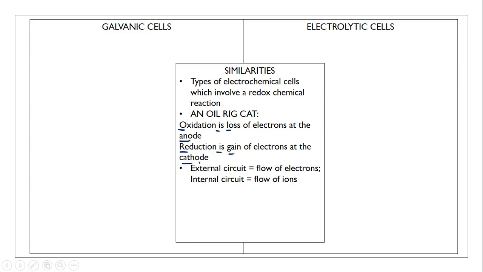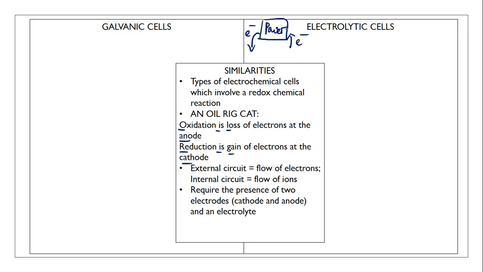The next similarity between the two cells is that the external circuit is always flow of electrons, so you always need some flow of electrons, and the internal circuit is flow of ions. Obviously, in an electrolytic cell, you can have electrons going in here, and then out of here, and then you have a power supply. So there is some flow in the power supply. And you're always going to need two electrodes and an electrolyte, regardless of which electrochemical cell you're looking at. So those are the similarities. Okay, let's talk about differences.